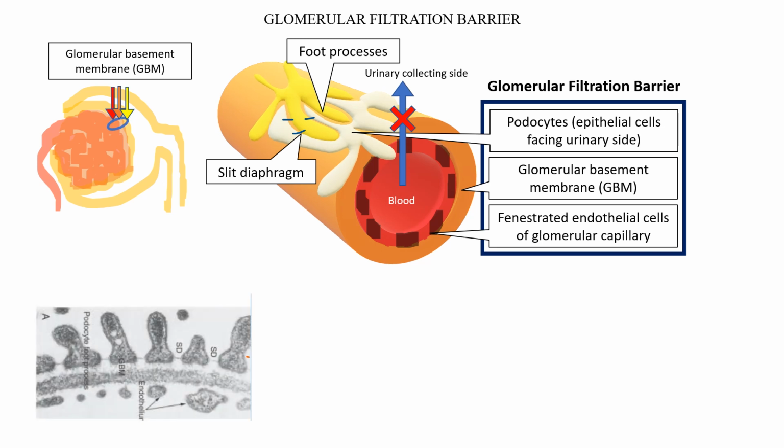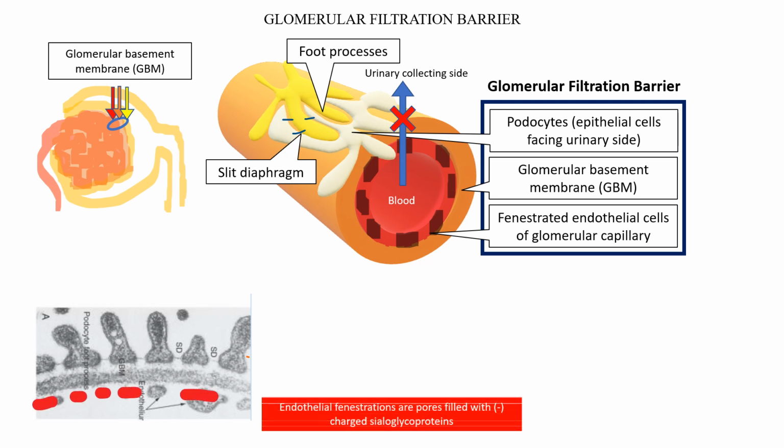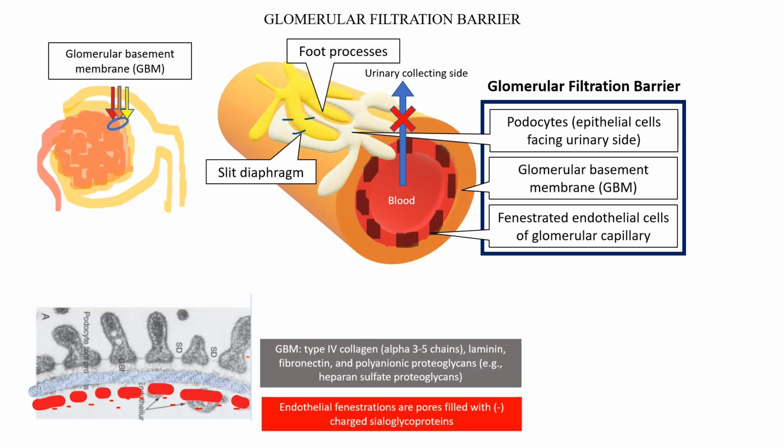On electron microscopy, glomerular endothelial fenestrations may be seen. Endothelial fenestrations are pores filled with negatively charged sialoglycoproteins. The fenestrated capillary endothelium prevents passage of molecules greater than 100 nanometer and blood cells into the urinary space. The GBM itself is composed of type 4 collagen, consisting of alpha 3, 4, and 5 chains, laminin, fibronectin, and polyanionic proteoglycans, such as heparan sulfate proteoglycans.